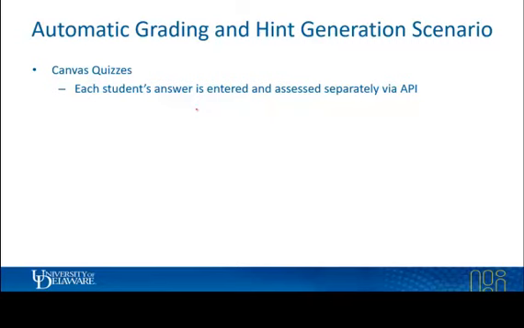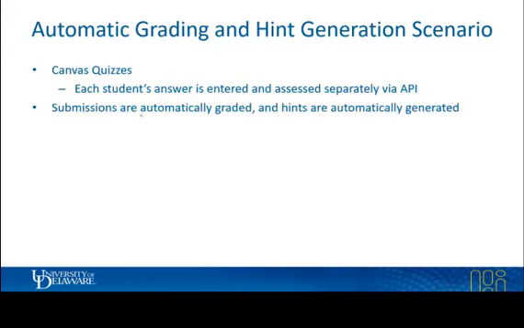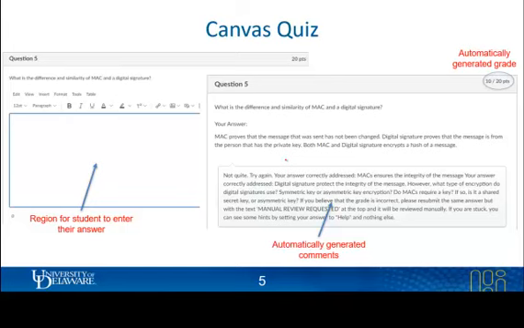So what we've done is I've used Canvas. Students can enter their answer into Canvas quizzes. And we use quizzes because then we can access their answers via an API. Then the submissions are automatically graded and hints are generated. So here's what a Canvas quiz looks like. We have the question up here, and this is where the student can enter their answer.